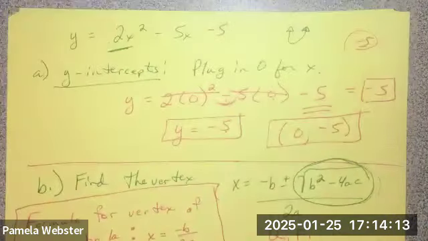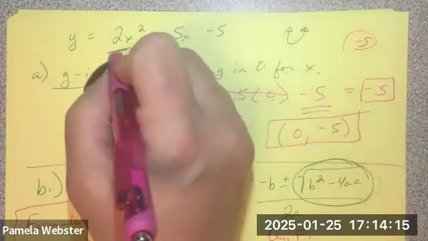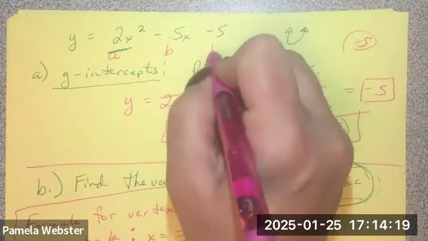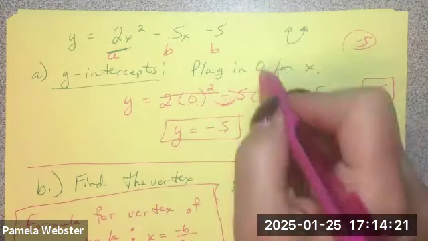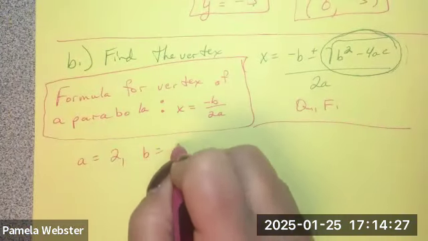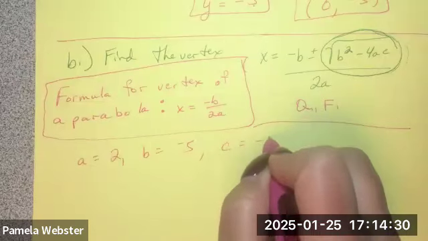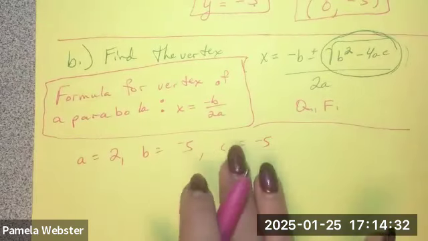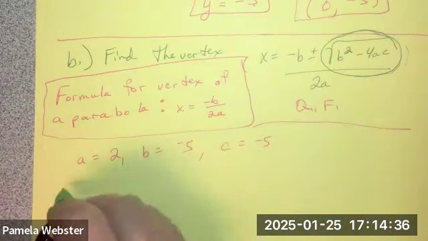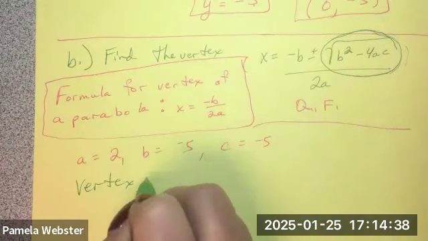So here we go. Our equation was here. Remember, A equals 2, B equals -5, C equals -5. I said it, I didn't write it. B equals -5, C equals -5. So I don't actually need the C here. All I need is negative B over 2A when I go to find the vertex.